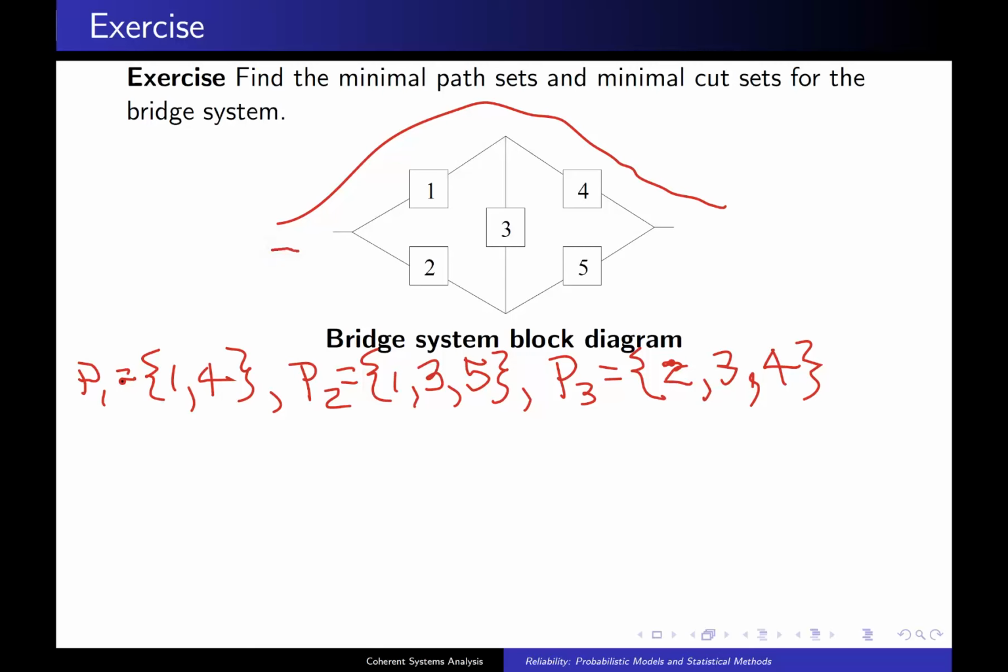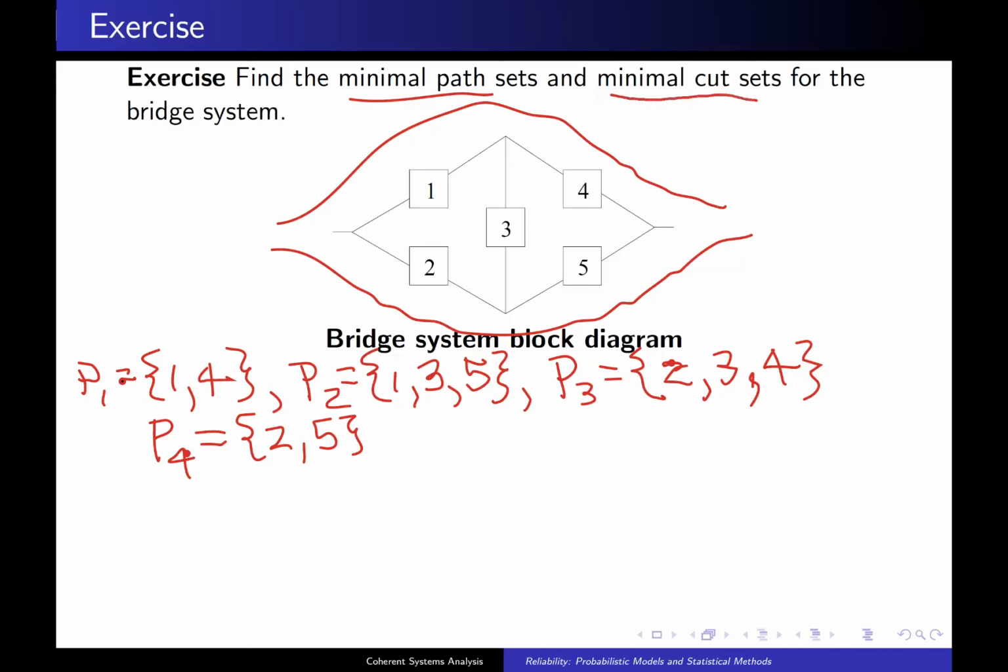Finally, the last one, this one I can draw, we'll just keep it on the outside here. If you pass through 2 and 5 and they are both operating, that is our last minimal path set. We've got them all. Now, in addition to the minimal path sets, we want to find the minimal cut sets, so those get labeled C1, C2, etc. Here's the first one.